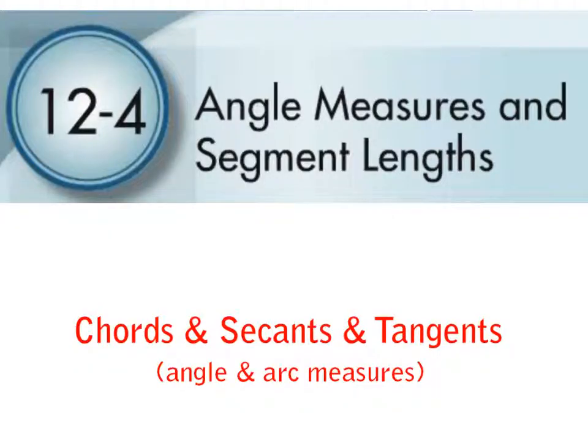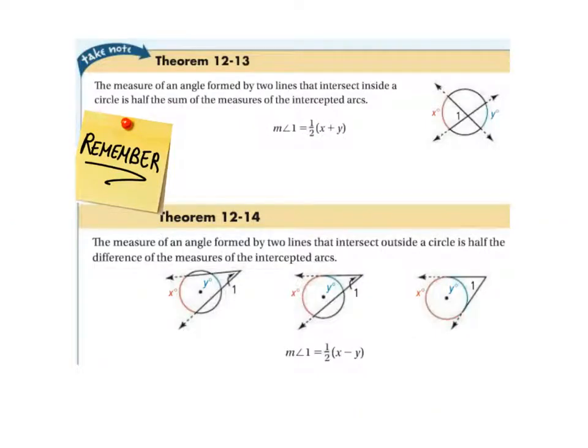Hi, today we're going to look at angle measures and segment lengths. And these angles and segments are all created by chords and secants and tangents within a circle. Let's look at what happens. All right, so there's a couple theorems that we're going to work with first.